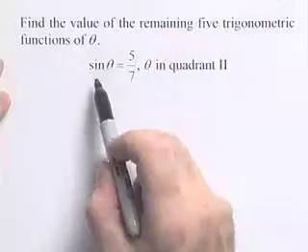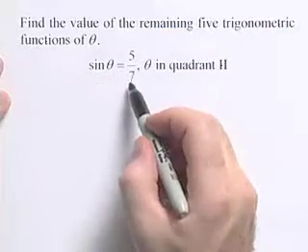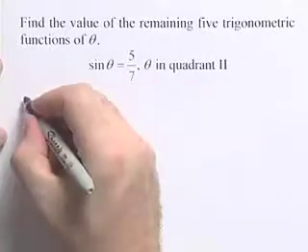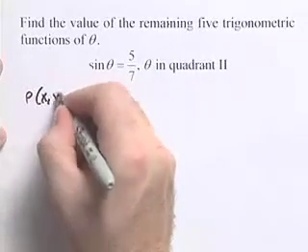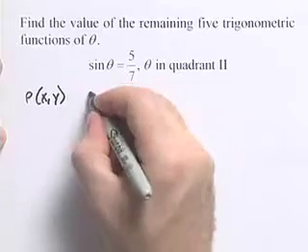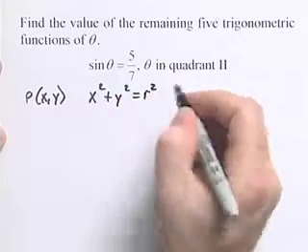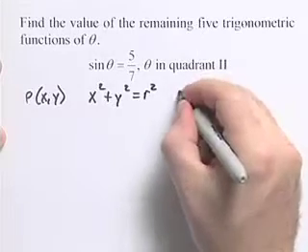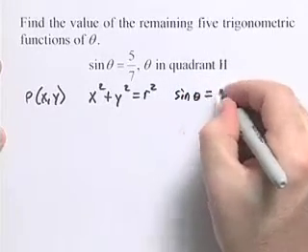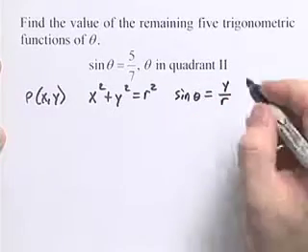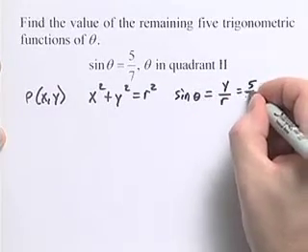Here we'd like to find the 5 remaining trigonometric functions for the angle theta. We're given that the sine of theta is equal to 5/7 and theta is in quadrant 2. We're going to let the point (x, y) be on the circle x squared plus y squared equals r squared. We know that sine of theta is equal to y over r if we're on a circle of radius r, and that's equal to 5/7.